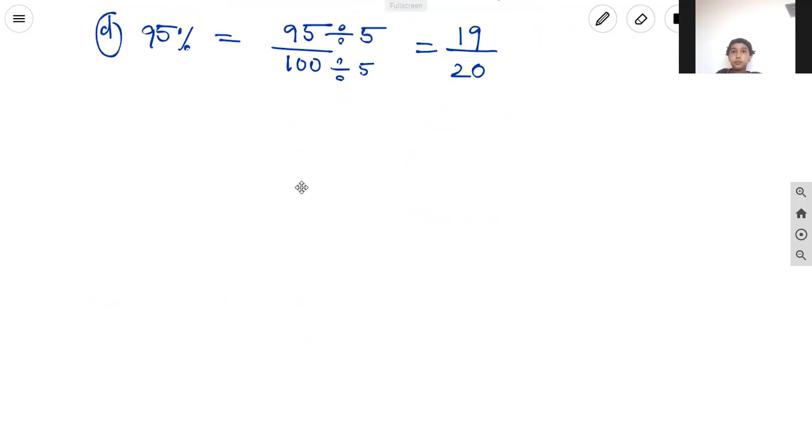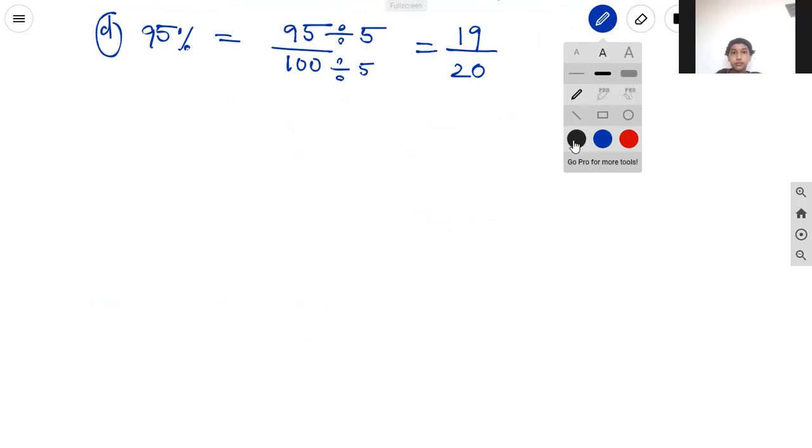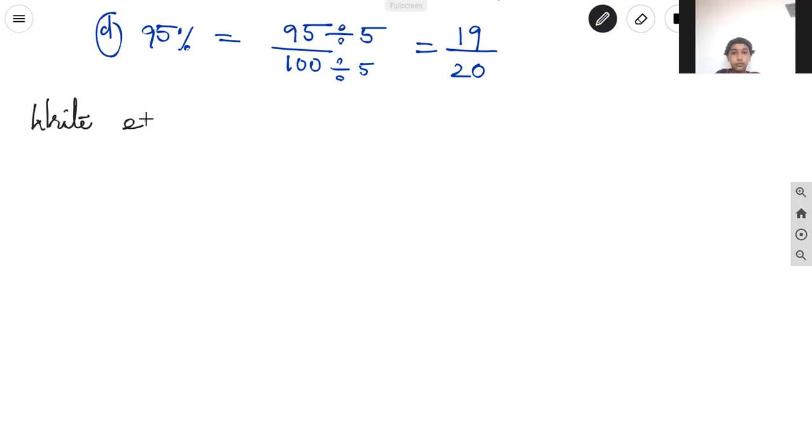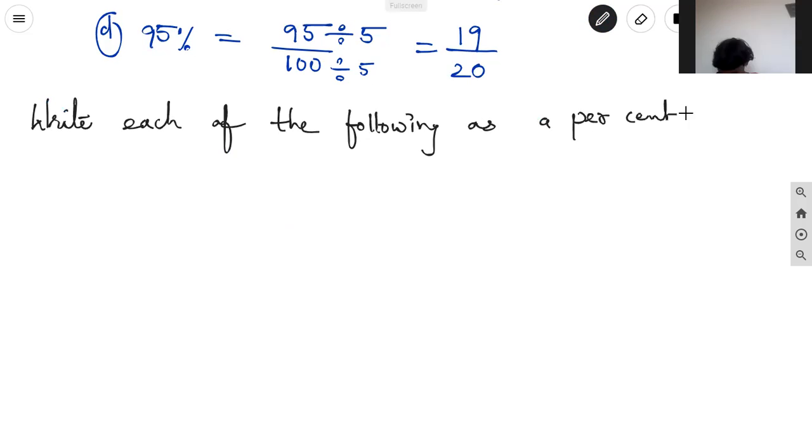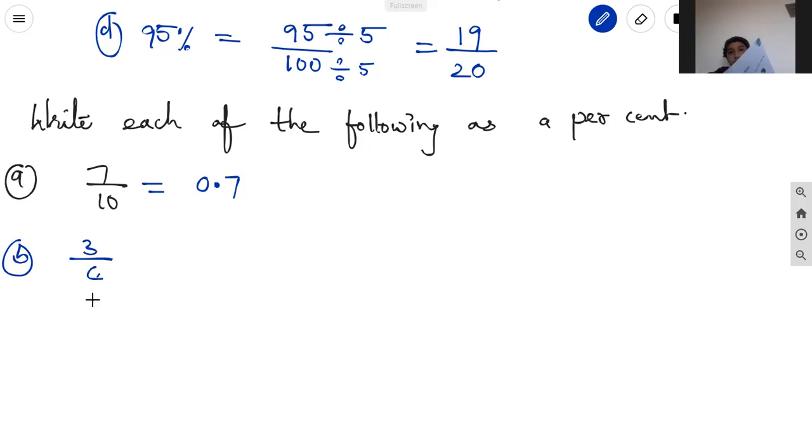Now, one more type. Write each of the following as a percent. We can take one problem, that is 7/10. Write in percent means here in the denominator 0 is there, then we can write it as 0.7. It is the simplest form. And the second one is, suppose 3/4 is there.